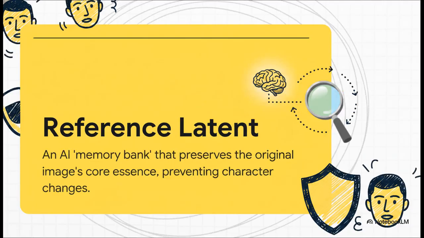So that reference latent node I just mentioned, that is the whole game changer. Think of it like a memory bank for the AI. It is constantly forcing the model to refer back to the original image, to its core essence. We're talking the colors, the lighting, the person's face. It's basically telling the AI over and over, hey, whatever you do, don't change this part. And it's that one simple function that completely stops character drift in its tracks.